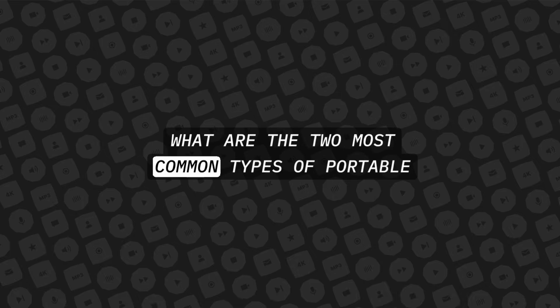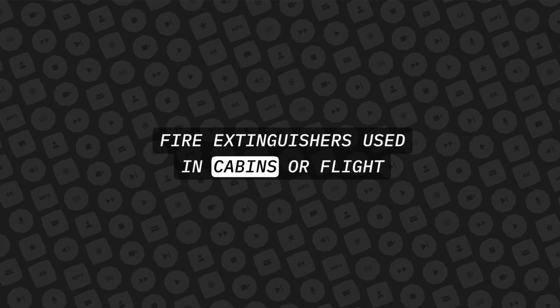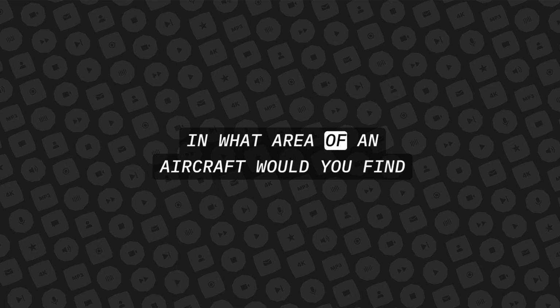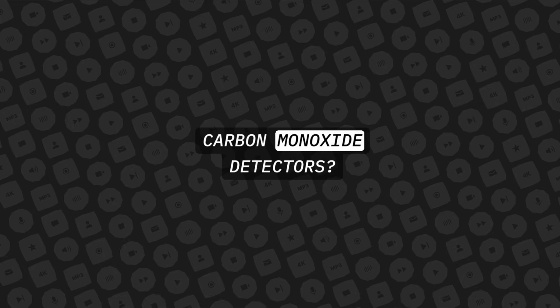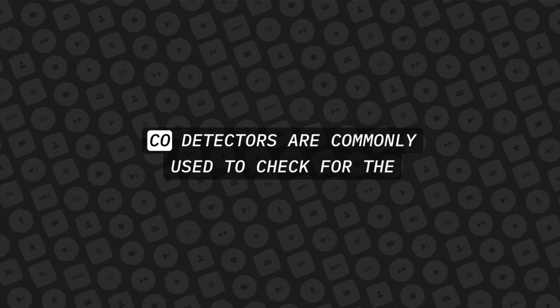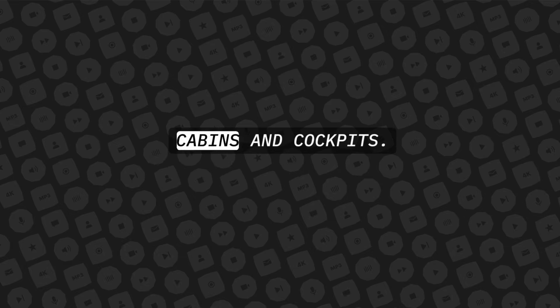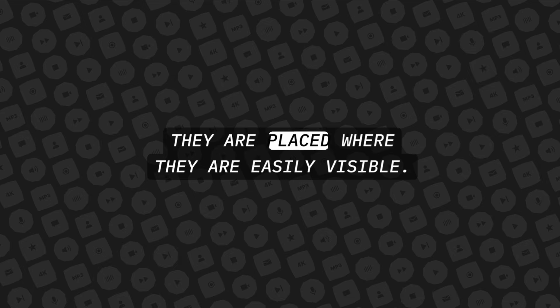What are the two most common types of portable fire extinguishers used in cabins or flight decks? The most common types are halon 1211 and water. In what area of an aircraft would you find carbon monoxide detectors? CO detectors are commonly used to check for the presence of carbon monoxide gas in aircraft cabins and cockpits. They are placed where they are easily visible.